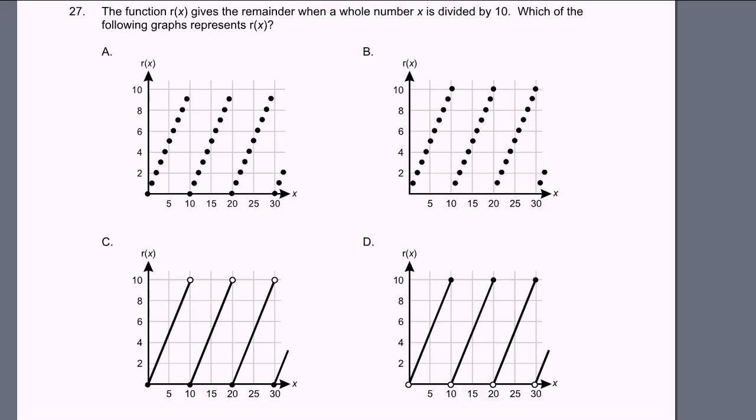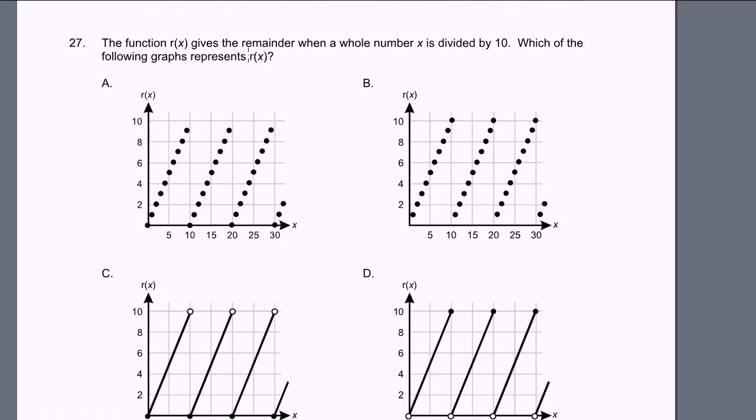Problem 27. The function r of x gives the remainder when a whole number x is divided by 10. When a whole number, okay. Which of the following graphs represents r of x? So when you take something on the x-axis and divide it by 10, r of x should be its remainder. So when you take 5 divided by 10, the remainder is 5. So it should plot out to be a 5 right there. When you take 10 divided by 10, the answer is 1, and your remainder is 0. So that looks right. And then 15, the remainder is 5.